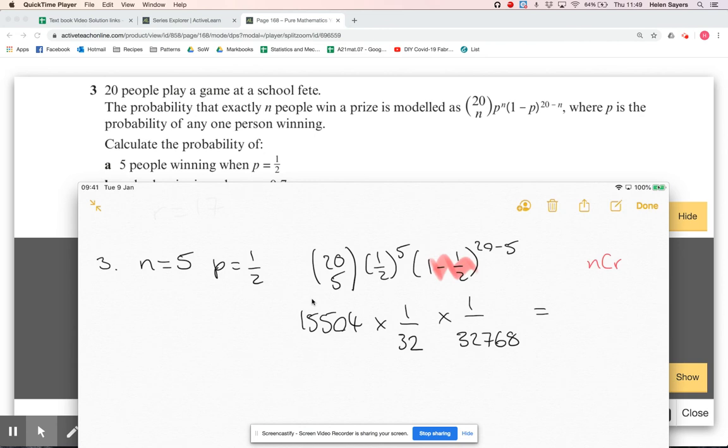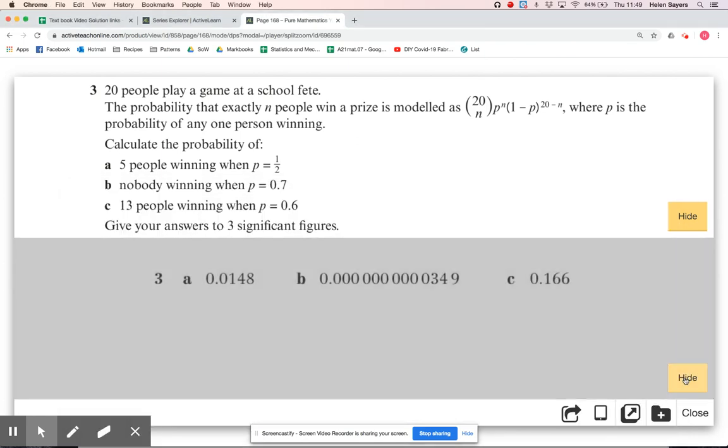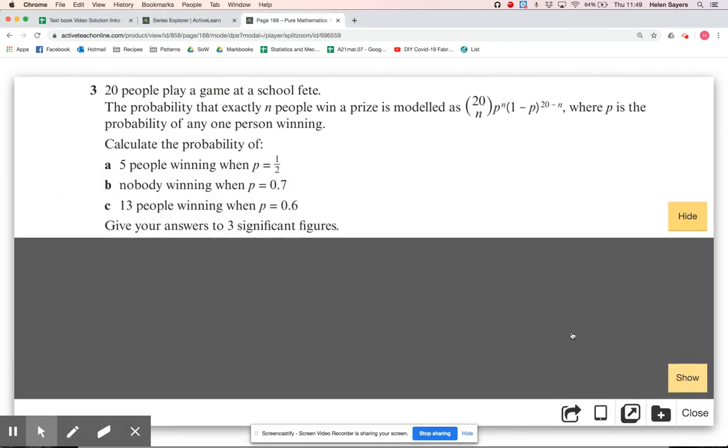Okay, so I am getting 969 over 65536. So if I want to give that to 3 significant figures, I get that as 0.0148. Or I could give that as 1.48%. I'm just going to double check I've got that right. Yeah, we're good. So it's very unlikely.